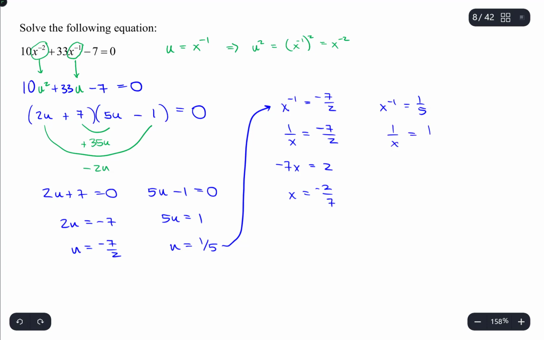In the other case, 1 over x equals 1/5. So x times 1 is x, 5 times 1 is 5. And there are my two solutions.